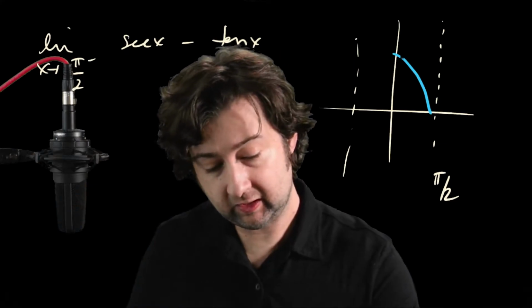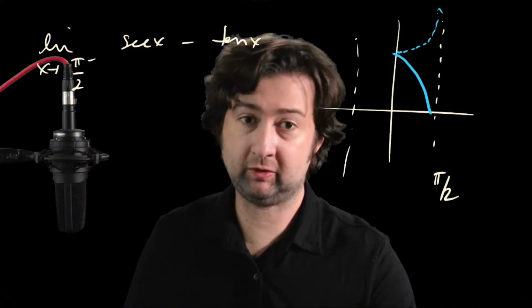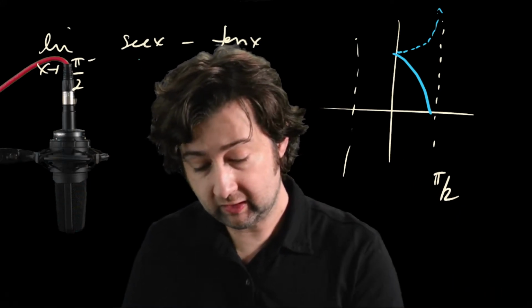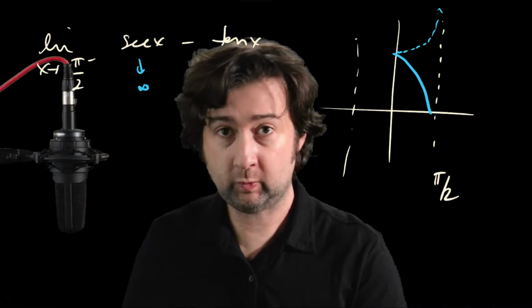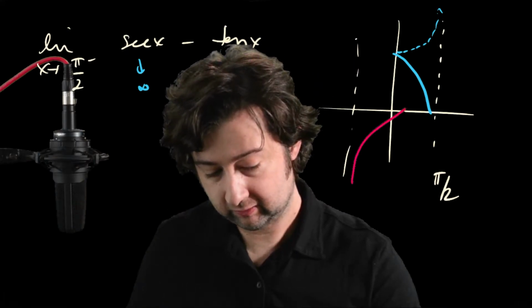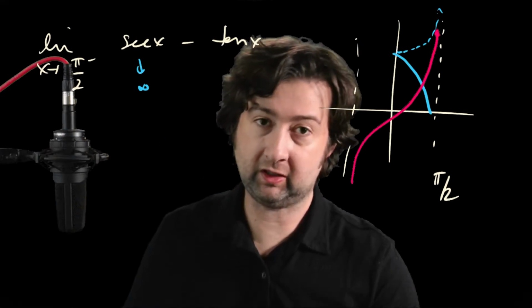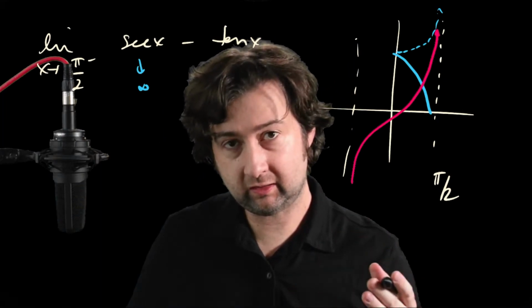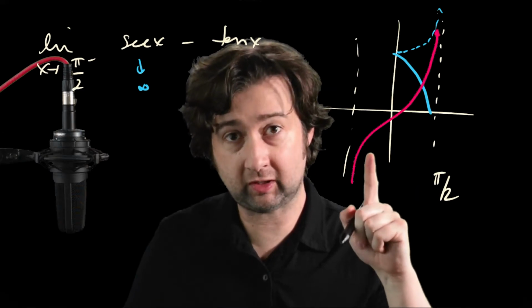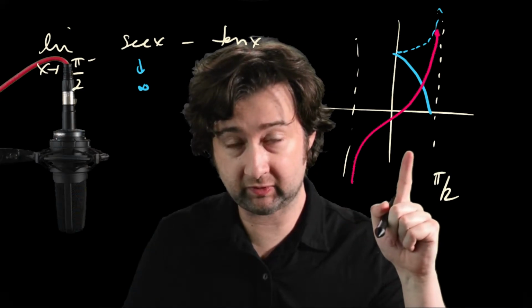And that means the secant looks like this, because remember, the secant is just the reciprocal of the cosine. So secant is tending to infinity. Well, what's tangent doing? Tangent comes in like this, and it also goes to infinity. So secant is tending to infinity as we come into pi over 2 from the left-hand side, and tangent is also tending to infinity as we come into pi over 2 from the left-hand side.